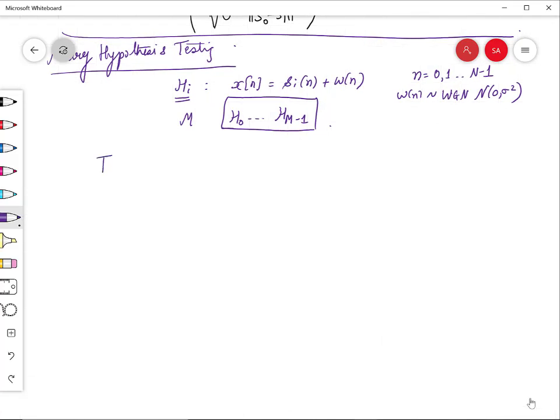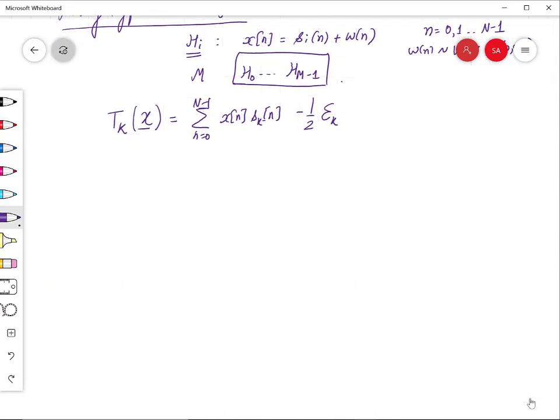So we can define our test statistic for hypothesis k as the summation of x[n] sk[n], n goes from 0 to capital N minus 1, minus half of the energy of the kth signal here. Okay, and we choose Hk for which Tk of x is maximized.